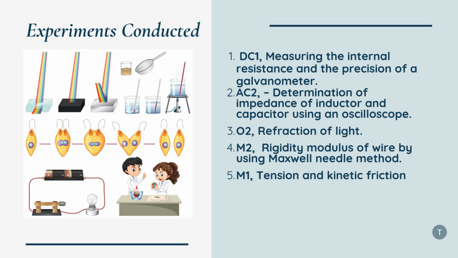Throughout the whole course, I have done 5 experiments. First is DC1, measuring the internal resistance and the precision of the galvanometer. Second is AC2, determination of impedance of inductor and capacitor using an oscilloscope. Third is O2, refraction of light. Fourth is M2, rigidity modulus of wire by using Maxwell needle method. Fifth is M1, tension and kinetic friction.